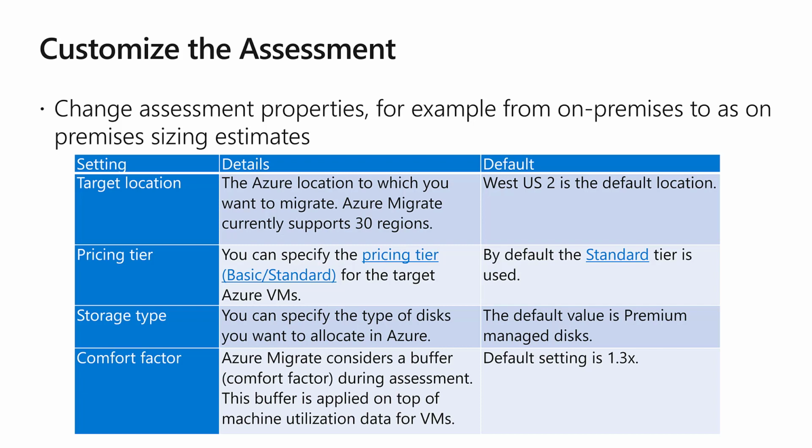And then finally, the comfort factor. What this does is it effectively gives us a bit of breathing space within the VMs that it's assessing, so that if we think we've accounted for things like peak workloads throughout the year, but maybe we just want to give a bit of extra capacity just in case, that's what we get with the comfort factor.